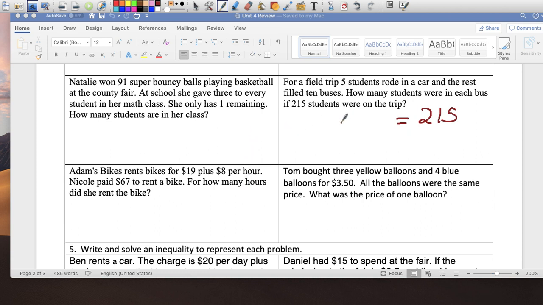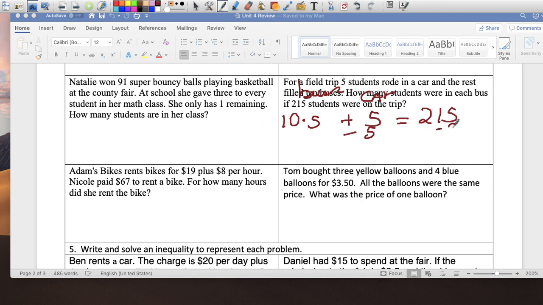I know that there was one car with 5 students. So in the car, and I'll write car over here, there were 5 students. And then how many buses were there? Well, there are 10 buses, and how many students were in each bus? Well, we don't know, so that's why I'm going to write 10 times S for students, right? And all that has to equal 250.